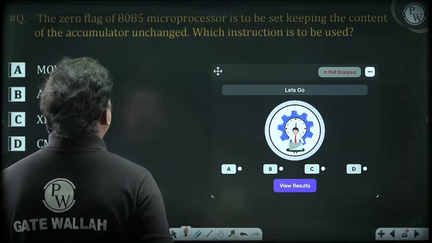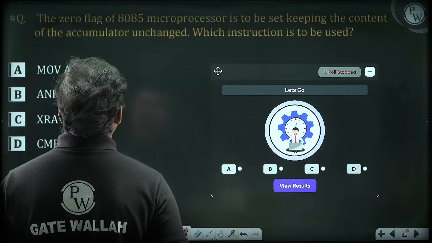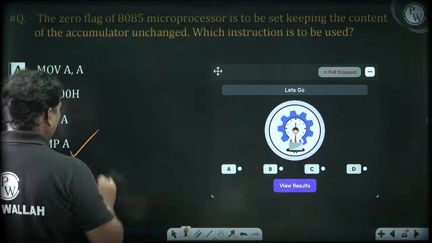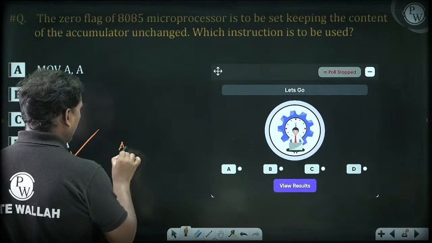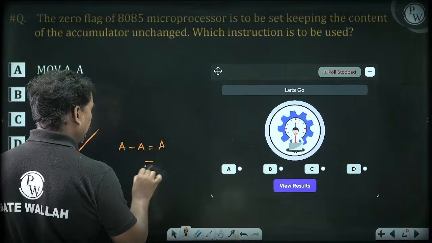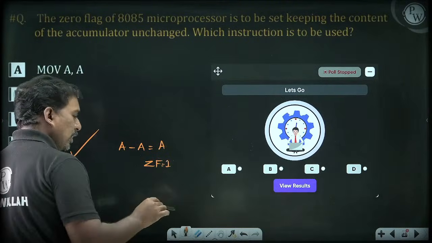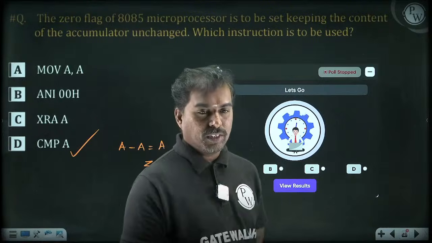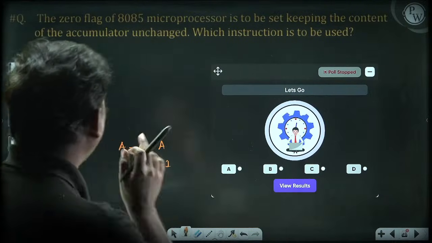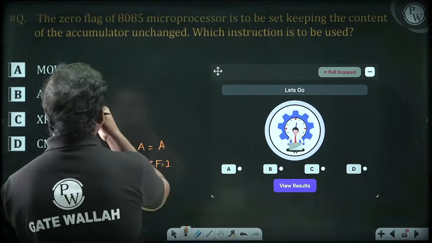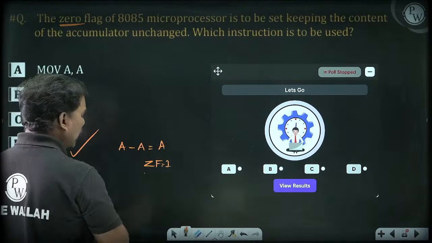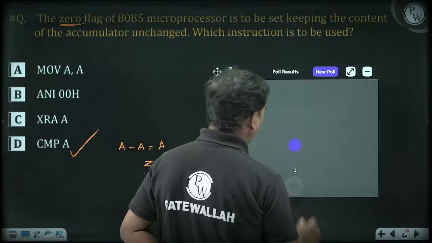The zero flag of the 8085 microprocessor is to be set keeping the content of the accumulator unchanged. Which instruction is to be used? So compare instruction. Compare instruction is similar to subtraction instruction. What is asked is which instruction is to be used to keep the content of the accumulator unchanged and the zero flag has to be set. So compare instruction will be used for that. So option D is the right answer.